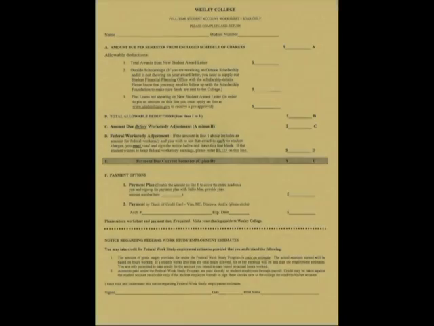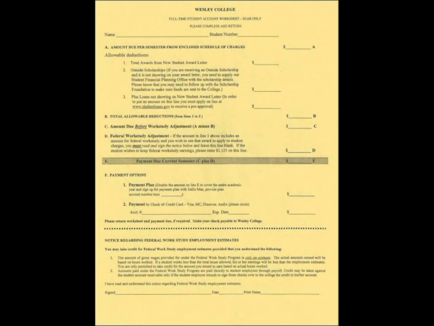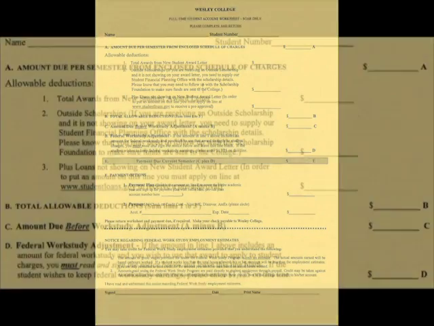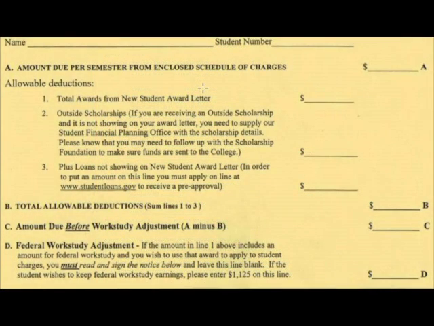Welcome to the student account worksheet. Okay, so let's take a look at it. It is yellowish, and it starts on line A, amount due per semester from enclosed schedule of charges. The student account worksheet is a tool that we designed that helps you determine how much of your balance is actually due to the college by the July 25th due date. And we've given you good explanations on there.